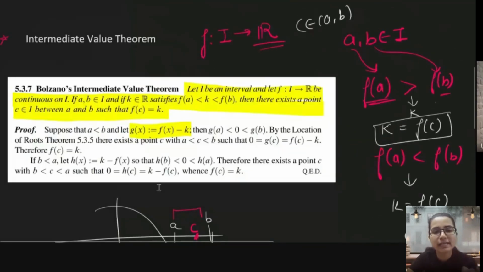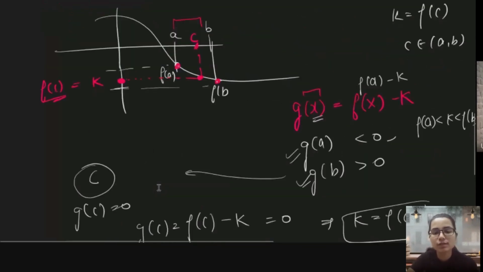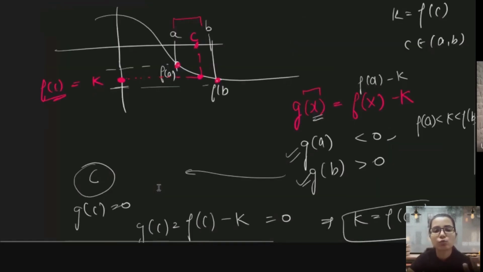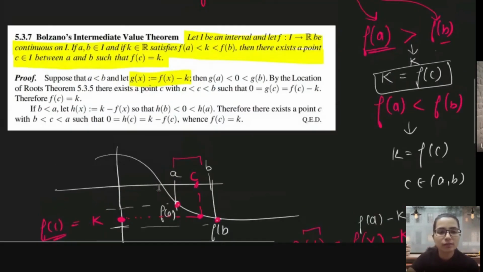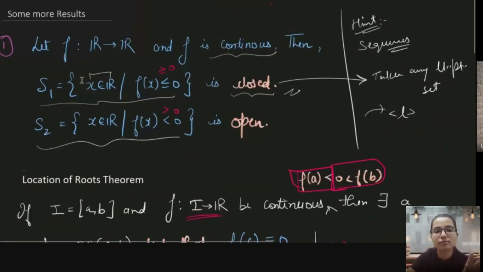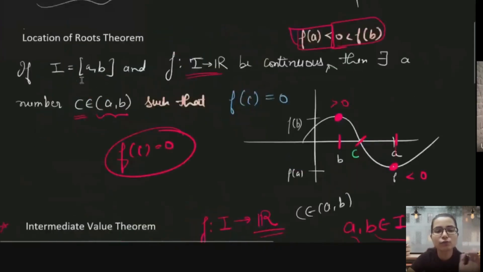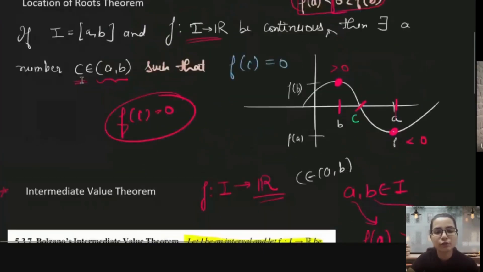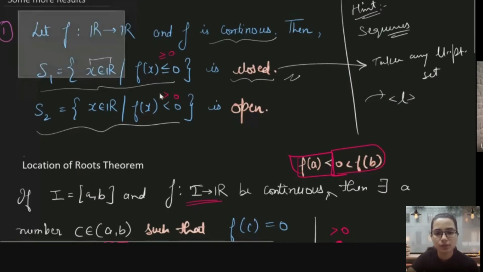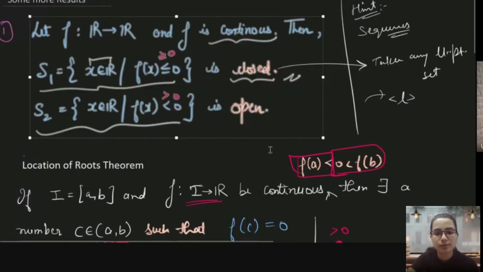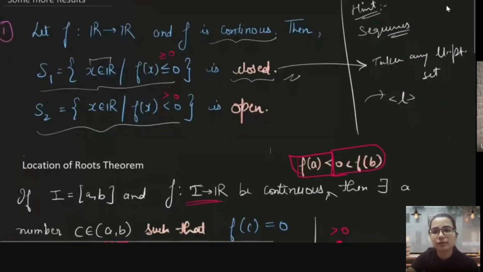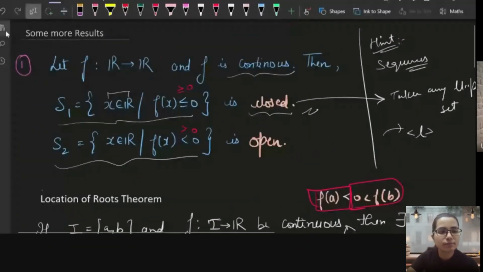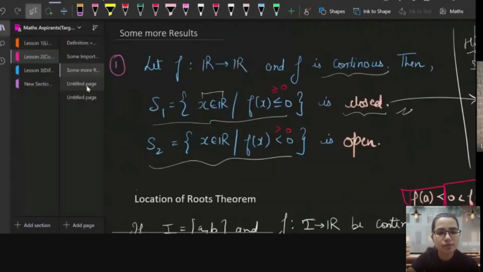This is a very simple idea. So you get the idea. Why I'm sharing the proof with you is because you get the idea of what connected domains mean whenever you're talking about continuity. Okay, so we have covered this location of roots theorem and this intermediate value theorem and this basic theorem related to closed and open sets. So let's move on to see if we have some questions.